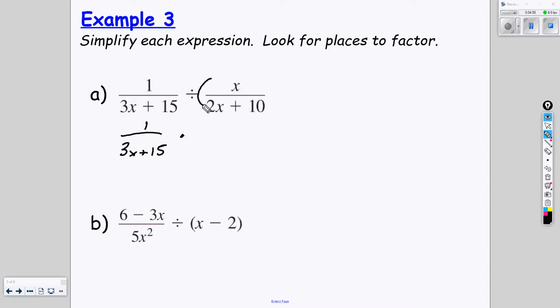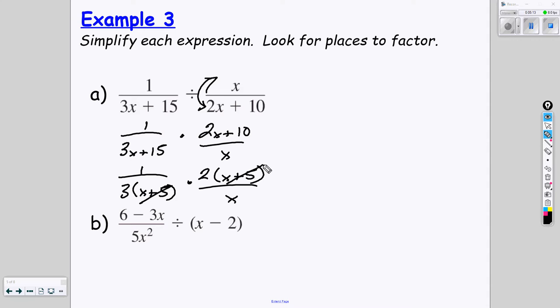So we're going to rewrite this as its reciprocal, 2x plus 10 on x. Now let's simplify what we can. So we're going to factor 3x plus 15. That's going to be 3 times the quantity x plus 5. And we're also going to factor 2x plus 10. We factor out a 2, we get 2 times x plus 5.